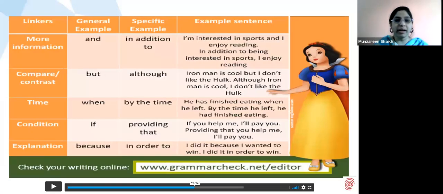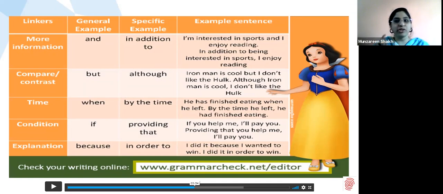Here again, you can see a list of more examples given to you related to linkers. Okay, so you have the list. Can you see the linkers? For example, if you want to give more information, generally you will use and; in a specific example, you can even use in addition to. Let's see how, if you're giving more information and using the linker and, you make the sentence. I'm interested in sports and I enjoy reading.